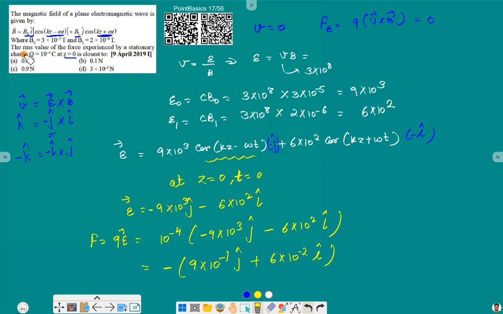Now in the options we have been given magnitude, so we can say the magnitude of the force will be equal to under root, this term will be 0.9, so 0.9 square, and this term will be 0.06 square. Solving this, we will get approximately 0.9 Newton. That matches with option C. So option C is the right answer for this one. Let us move ahead.